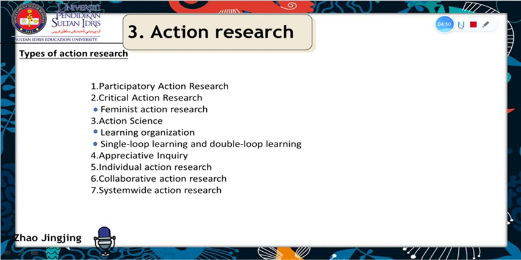It also emphasizes the development of learning organizations. People work together to grow together over time. Number 4, appreciative inquiry.